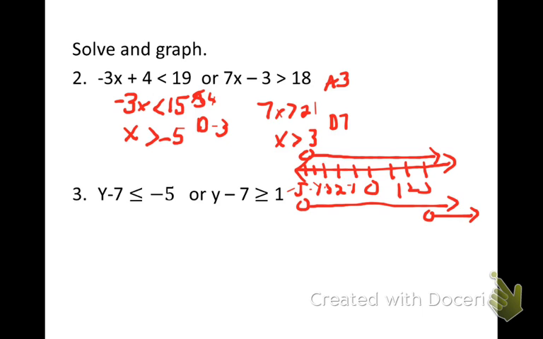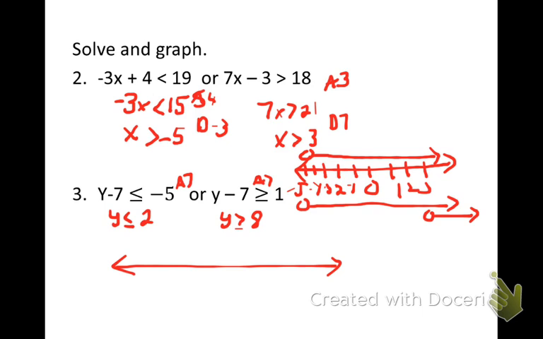Okay, on this problem, we need to add 7 to each side. We're going to get y less than or equal to 2. Less than or equal. And on this next one, we're going to add 7 to both sides and get y greater than or equal to 8. So we need to go from 2 to 8.